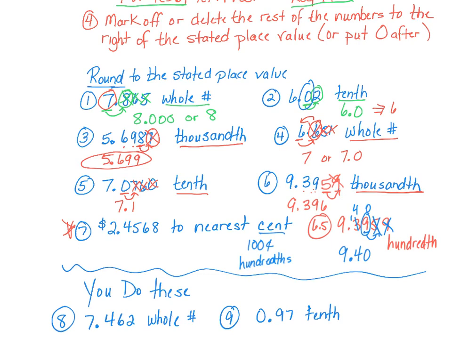So we're going to find the hundredth place, which is a 5. The number to the right of it is a 6. That's 5 or more, so it's going to bump that 5 up. I mark these out, and the 5 now becomes a 6. So that would be $2.46.